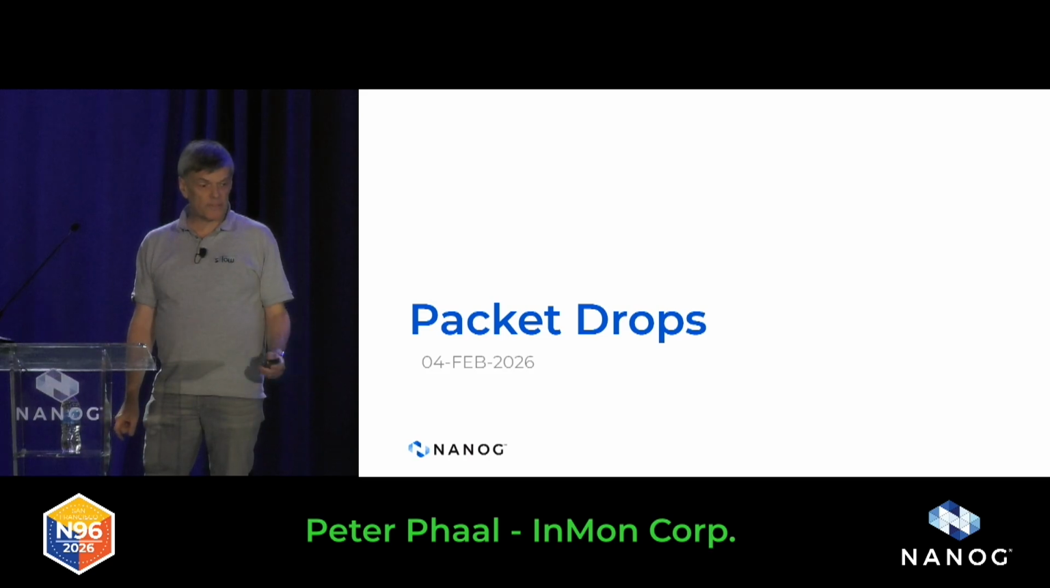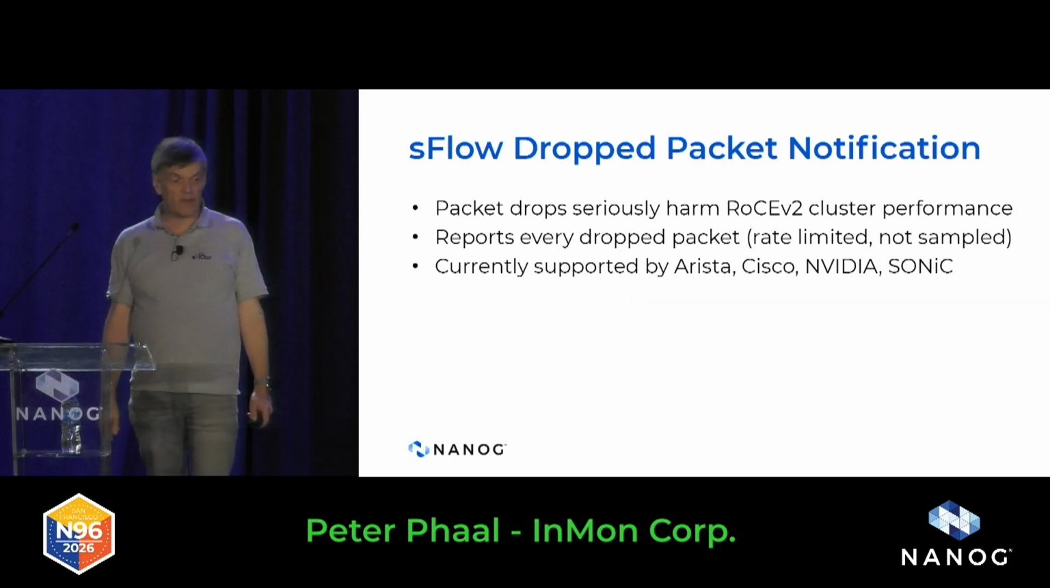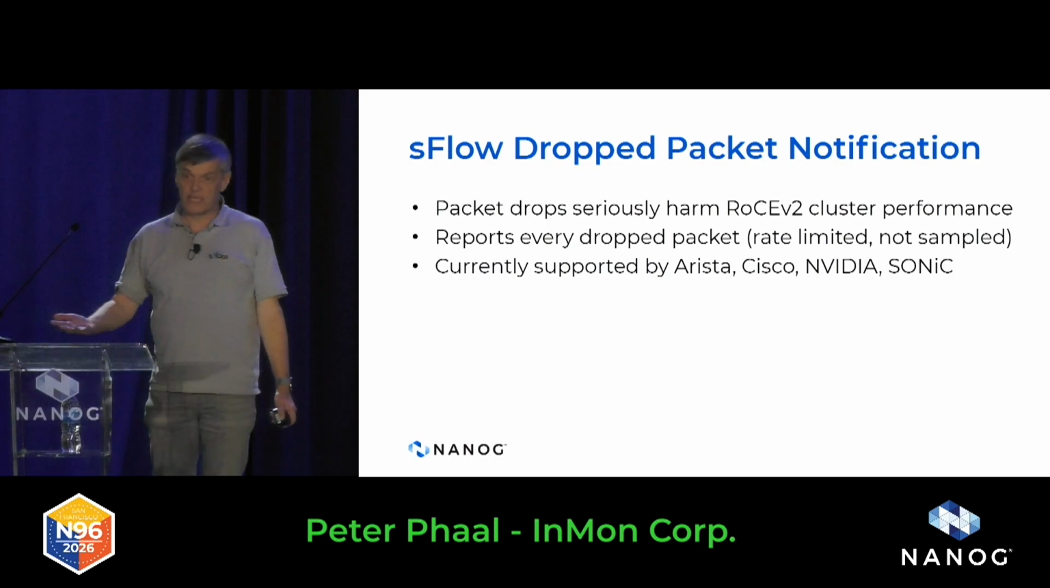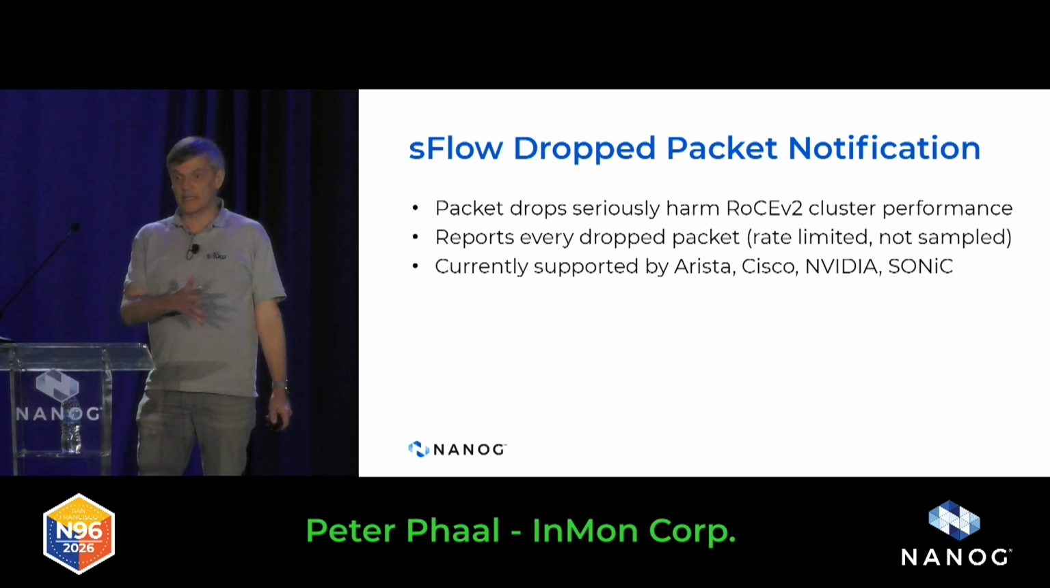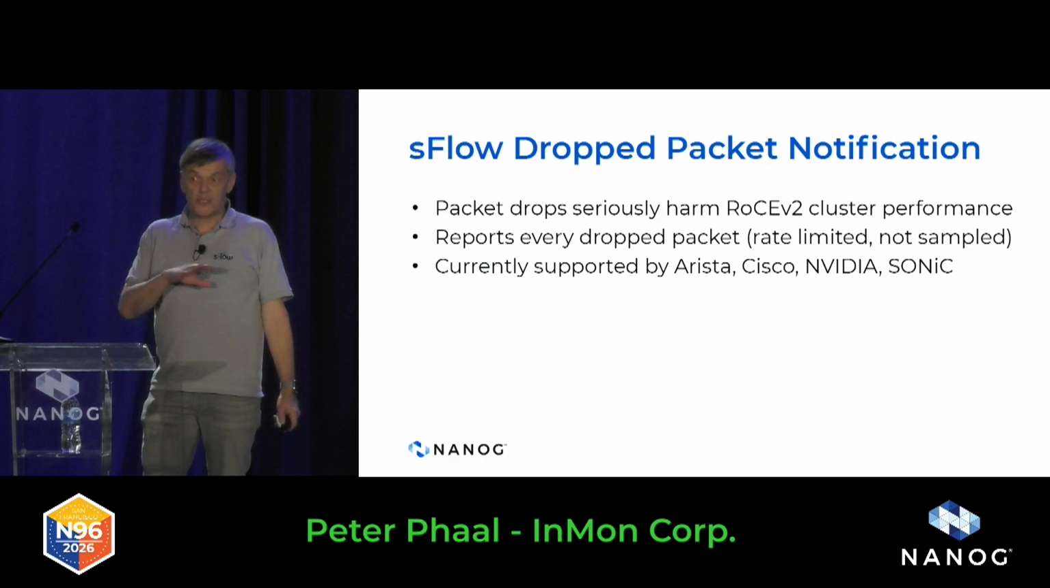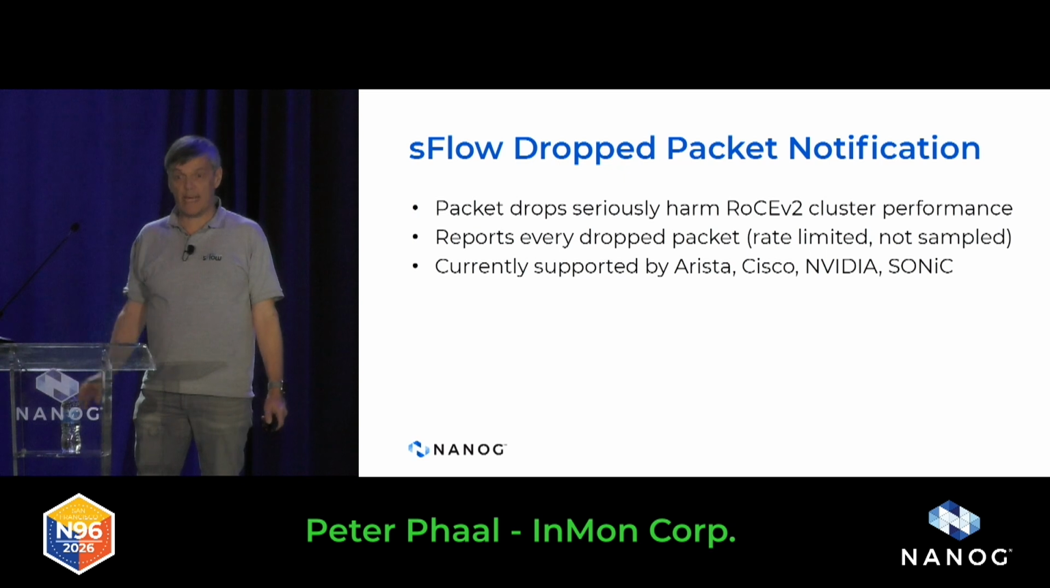Dropped packets is a new kind of measurement. It gives you insight into every packet dropped in the fabric. It's not sampled. Instead, it's rate limited. So if you have a flood of drops, the rate limit prevents it from flooding the management system. But otherwise, you see every dropped packet.